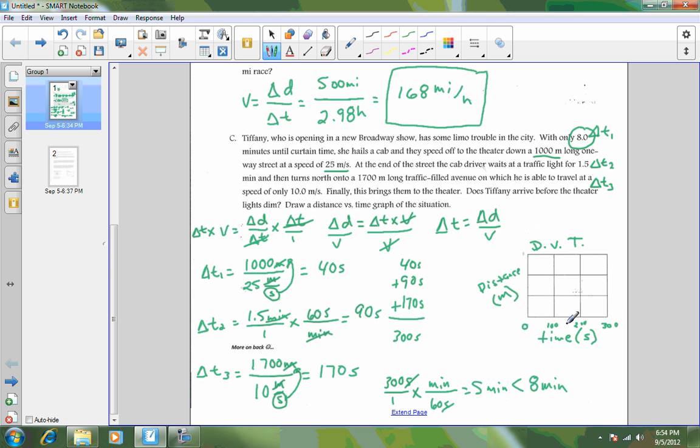Distance works out nicely too. The total distance that Tiffany traveled is 1,000 meters plus 1,700 meters, so that's 2,700 meters. So we can scale this graph in increments of 1,000. So we'll go 1,000 meters, 2,000 meters, and 3,000 meters.